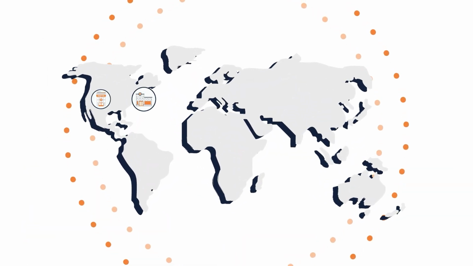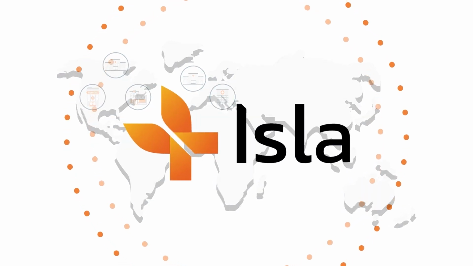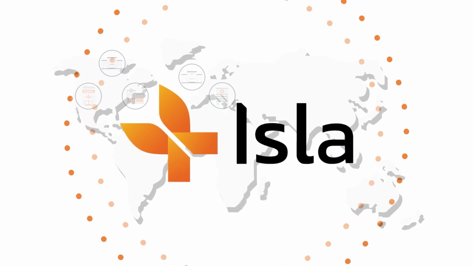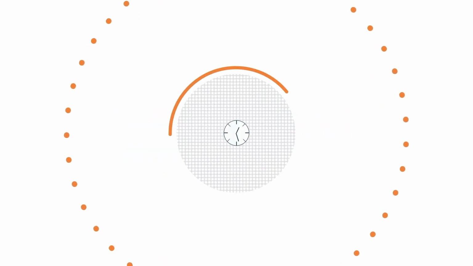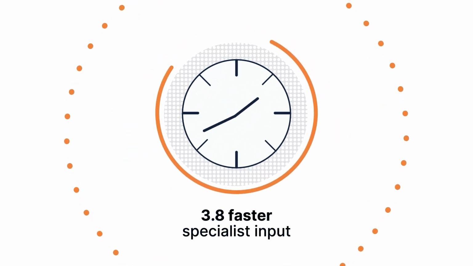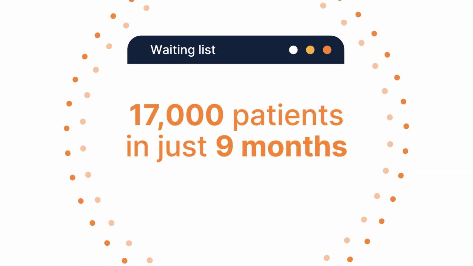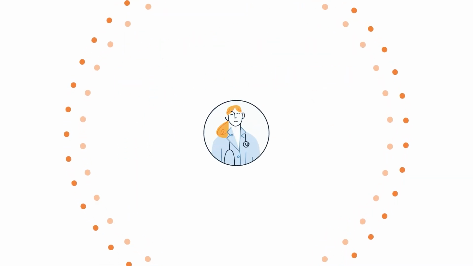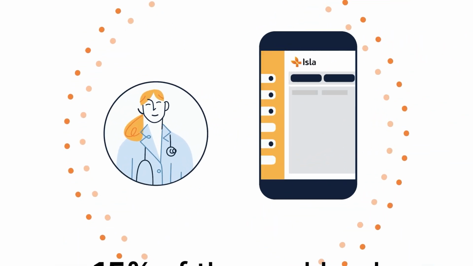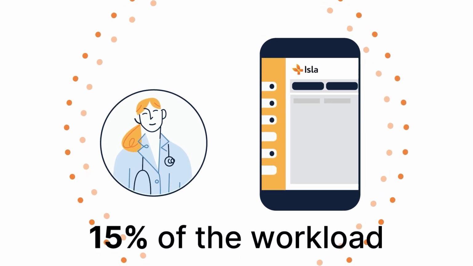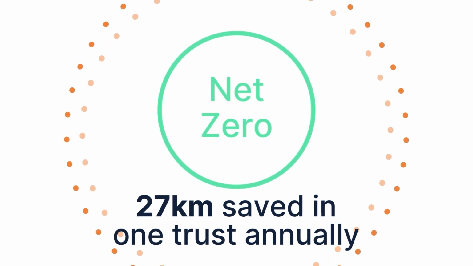Healthcare organisations across the NHS, Europe and North America already use Isla. The platform can be deployed across many clinical areas and delivers tangible results. 15% decrease in follow-up appointments, 3.8 times improvement in time to receive specialist input, significant reduction in surgery waitlists, helping 17,000 patients in just 9 months, 75% de-escalation of urgent wound care cases in community nursing, moving 15% of their workload to virtual care. And cutting down on travel and the use of resources supports the NHS net zero goals.